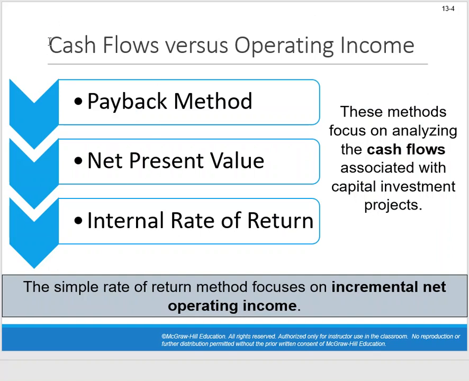So as we make these decisions, we look at cash flows versus operating income. We'll be looking at the payback method, net present value, and internal rate of return. These methods are going to focus on analyzing the cash flows associated with capital investment in projects. So not necessarily our accounting net operating income, but looking at money in and money out. So the simple rate of return method that we'll cover briefly focuses on our incremental net operating income. But for the most part, what we're looking at in this chapter is going to revolve around cash flows.